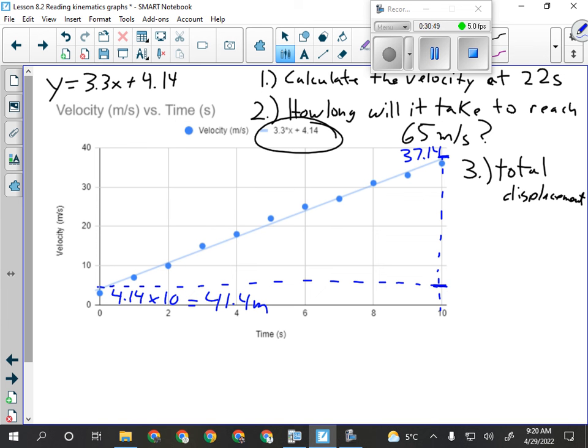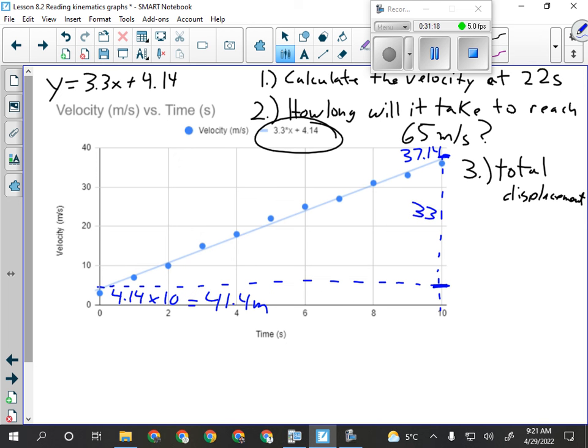The height of the triangle is 33, because the triangle only goes from 4.14 to 37.14. That's 33. Everybody follow me on that one? That's a trick that sometimes people get caught on because they think, oh, I calculated the height of the triangle. No, you didn't. The triangle doesn't go all the way down to the bottom.